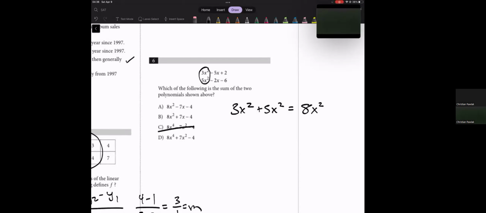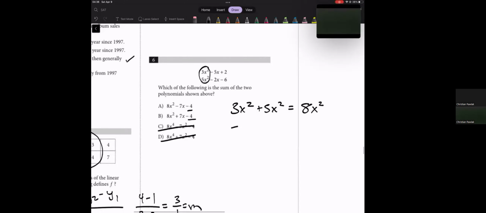So automatically rule out C and D. Now I have no reason to check the last one because you can see the last one's going to be -4. What about the middle one? What's -5x plus -2x? Because it says the sum, I'm adding it, and that gives me -7x. So that gives me A.